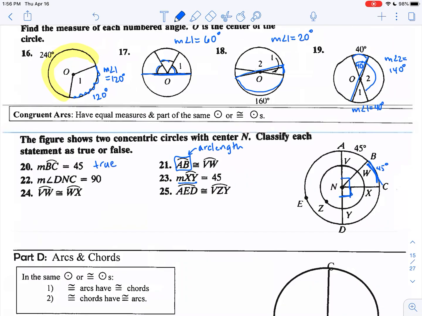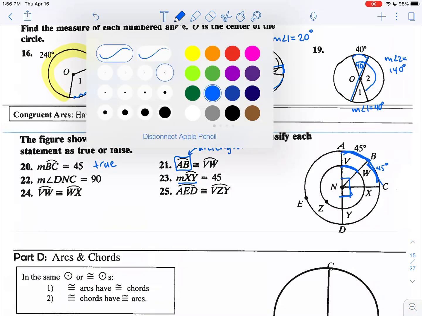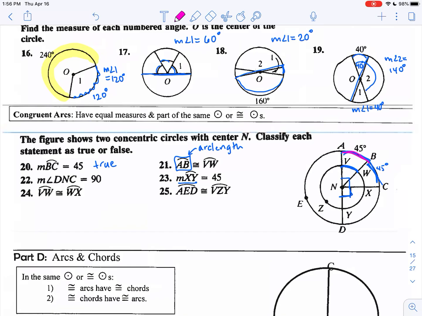Arc AB is congruent to arc VW. Again, they didn't talk about measure of arc AB, which is an angle measure, but the arc length. And that length, let me change the color. This length is different from arc VW, so this is false. Okay, the measure of angle DNC is 90 degrees. That's true. That's the central angle.